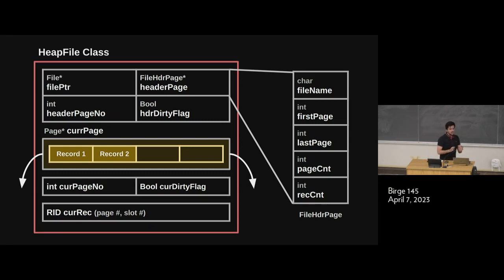So we need to keep track of what record we are currently looking at as well. We are already keeping track of the current page, but we'll also need to keep track of what record we are currently at. For that, we have the very last field in this, which is the current record. And this is of type RID, which is page number and slot number, right?